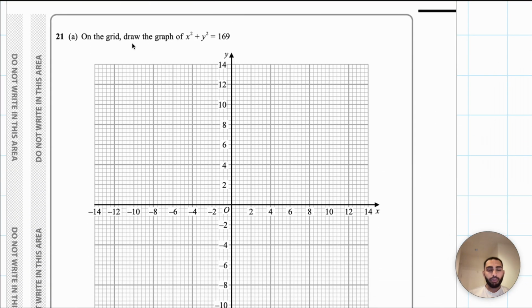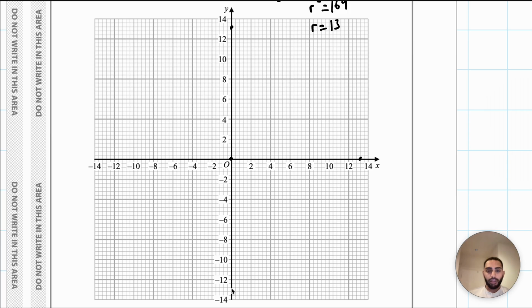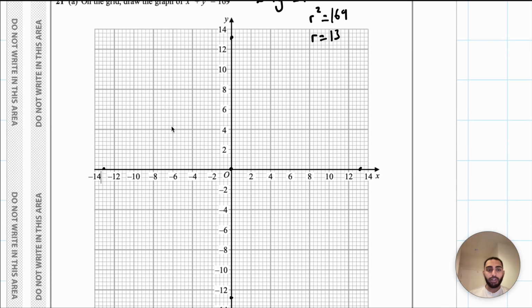Question 21. On the grid, draw the graph x squared plus y squared is equal to 169. The equation that you need to know for circles is x squared plus y squared is equal to the radius squared. The radius squared here is 169. So to find the radius, I square root both sides, so r is going to be equal to 13. So the center of that circle, because there's nothing extra here, is going to be at 0, 0, and the radius is 13. So if that's my center, and the radius is 13, that will be one of the points. At 13, that will be another point. That'll be another point, and that'll be another point. I just need to draw a circle that's going through all of these points.